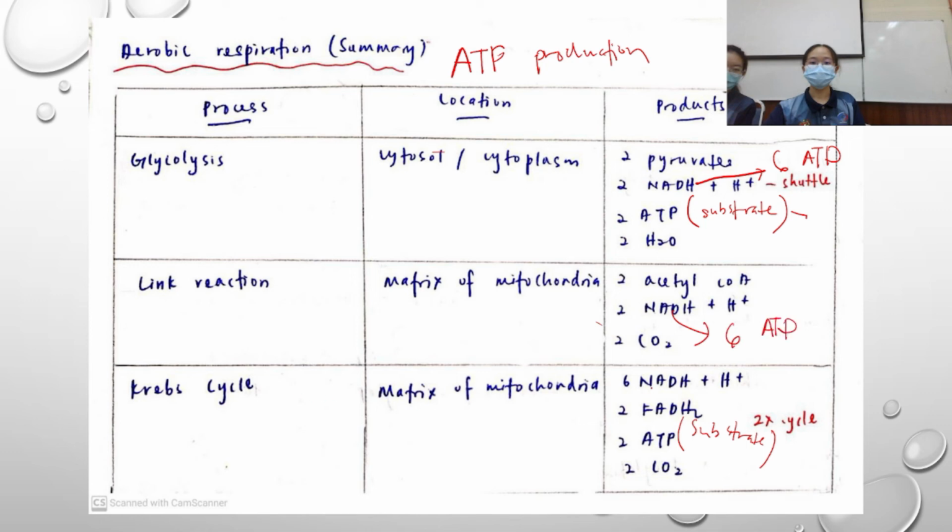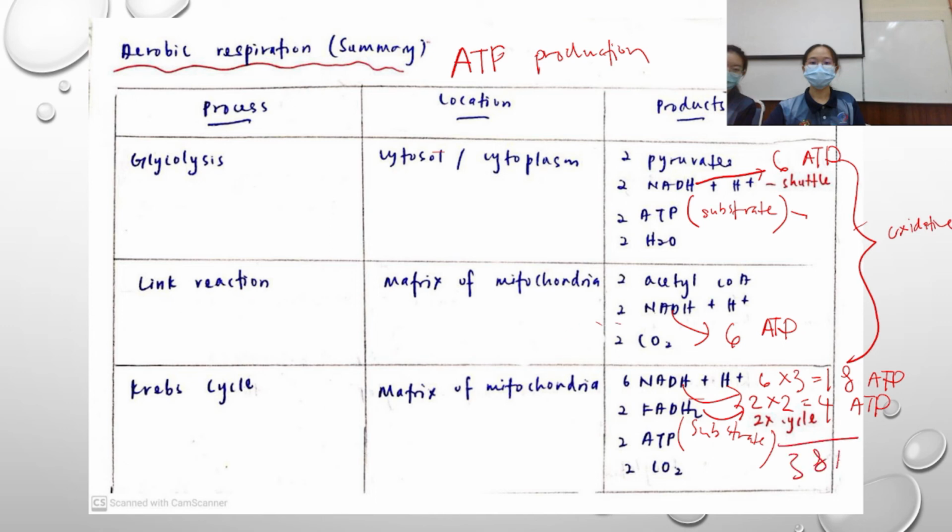In the Krebs cycle, 6 NADH are produced, and they will produce 6 times 3, a total of 18 ATP, while the 2 FADH2 will produce 2 times 2, a total of 4 ATP. Yes, all of this is oxidative phosphorylation. So from here we can compute that a total of 38 ATP is produced in aerobic respiration.